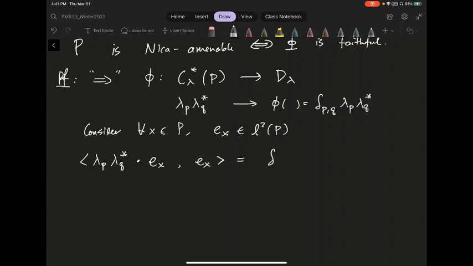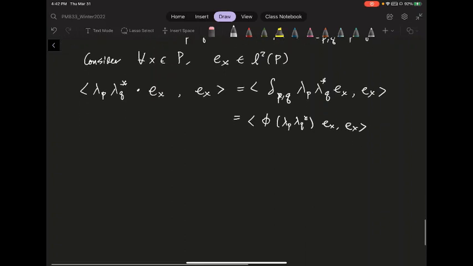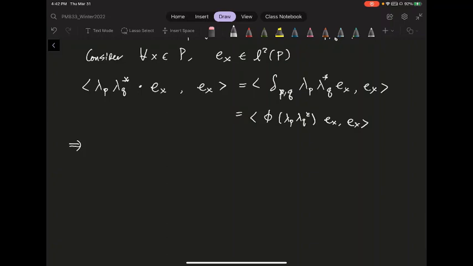So this is essentially equal to delta pq. Only when they're the same may you have a non-zero value. I'm not saying it's always non-zero, depending on whether your x is inside the range of q, but still, if p and q are different, then it's certainly zero. So you can put a delta here. But this is just equal to phi of lambda p, lambda q star applied to ex, inner product with ex. And all of these lambda p, lambda q star are dense in your reduced C-star algebra. We saw it last time, because it follows from the Nica covariance. So what I essentially showed is that if you apply phi to anything and take the inner product with ex, it's the same thing as not applying phi at all.